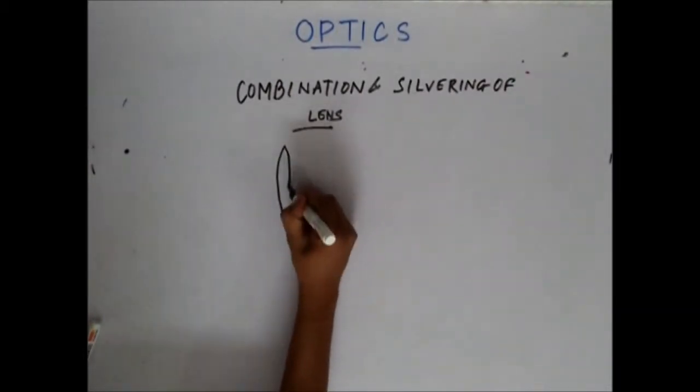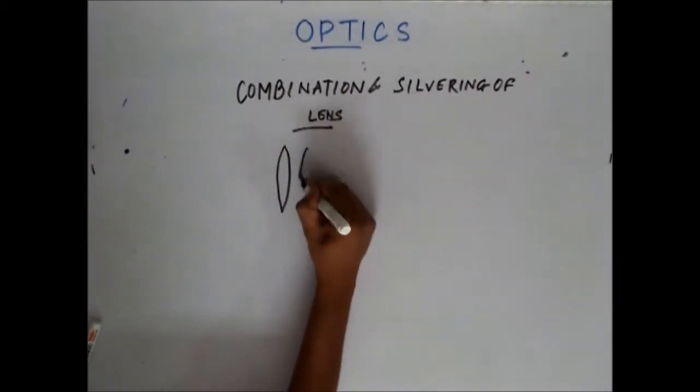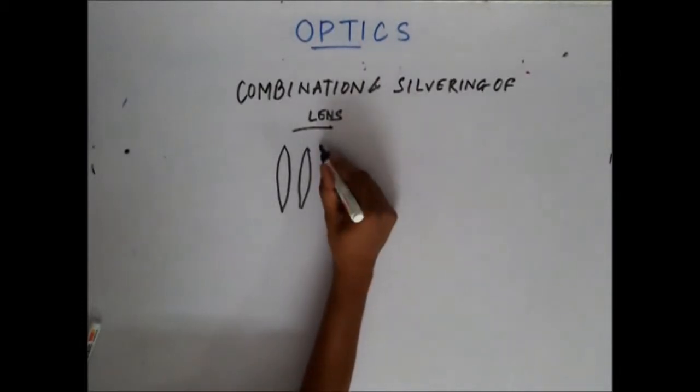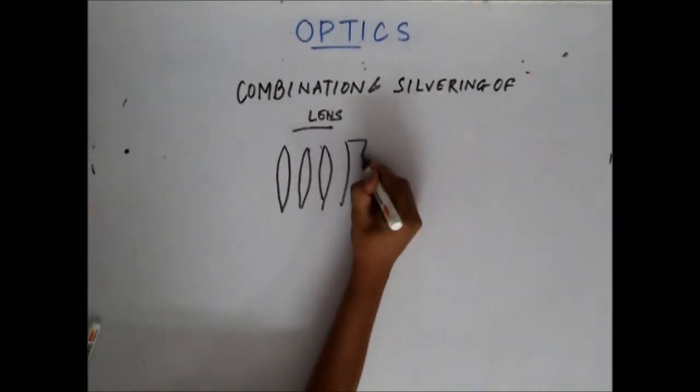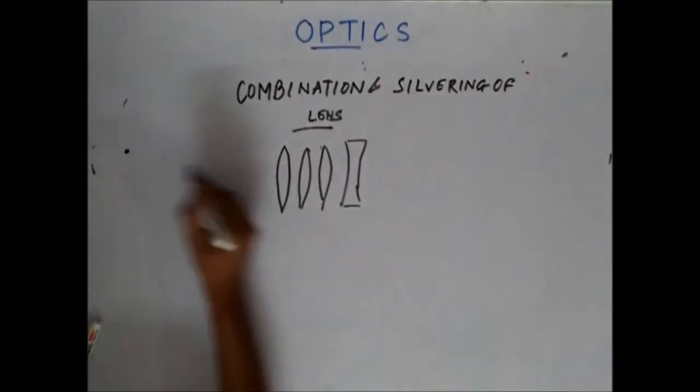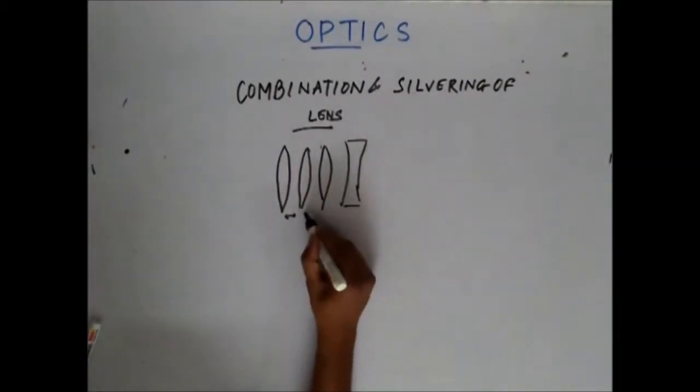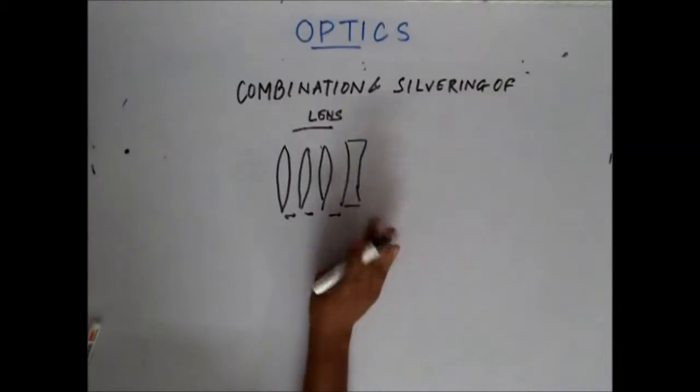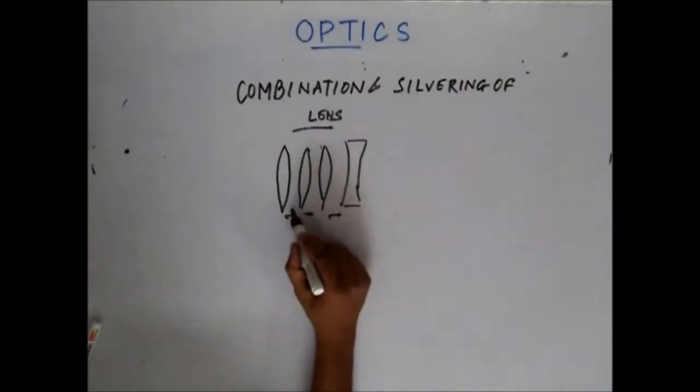so we have a few lenses which are at a negligible distance from each other. This distance is negligible. It's so less that we can assume that they're in contact.